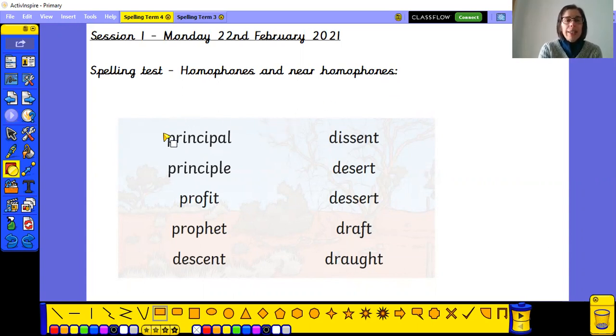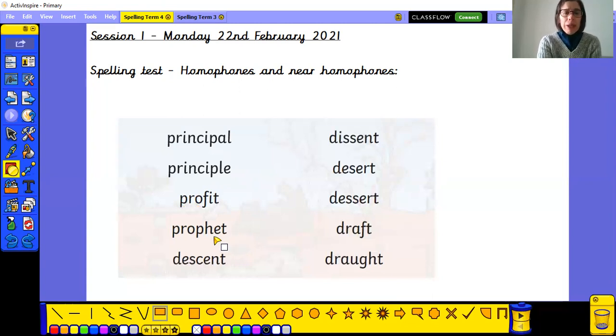So here we've got what I would call the principal family, the prophet family, the descent family, the desert family, and the draft family. So have another close look at them and remember, obviously they need to be put in context. This one, the principal, is when we refer to a head teacher. This principle here is when we talk about belief. Profit here is linked to money. Prophet here is when we talk about religion, mainly in the Muslim religion, for example the Prophet Muhammad.